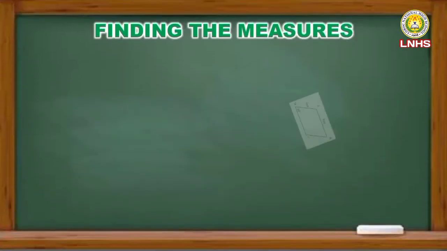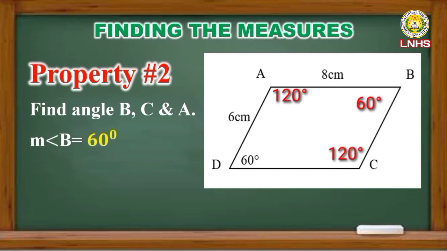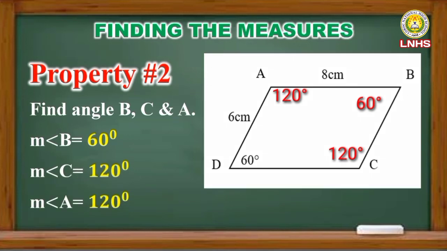For example, using property number 2, find angles B, C, and A using the figure. Here, angle D is opposite to angle B, so they have the same measure, which is 60 degrees. And angle C is opposite to angle A, so they have the same measure, which is 120 degrees. So therefore, the value of angle B is equal to 60 degrees, angle C is equal to 120 degrees, and angle A is 120 degrees.